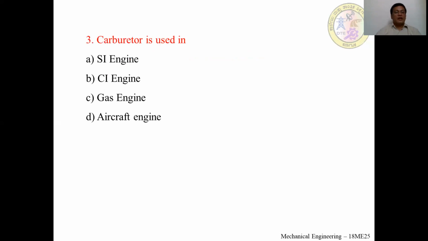Third question: carburetor is used in. The options are SI engine, CI engine, gas engine, and aircraft engine. So the right answer is SI engine. A carburetor is a device used in IC engines to prepare the correct amount of air and fuel in proper ratio. To maintain the proper ratio of air and fuel, the carburetor is used in the SI engine.